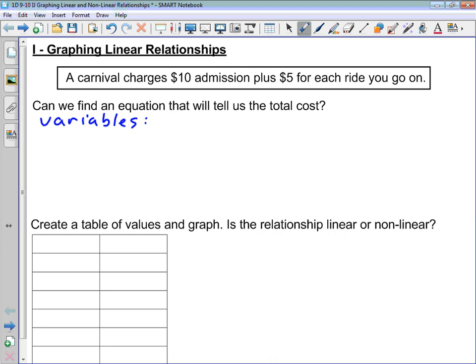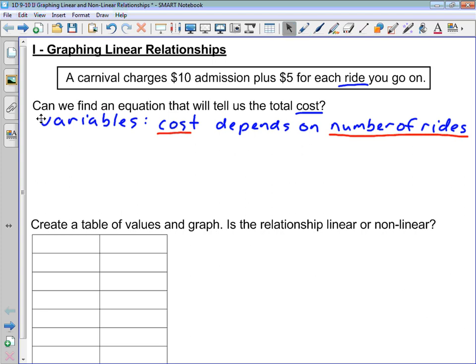Well, we've got the cost, okay? And what does the cost depend on? Well, it's going to depend on the number of rides that you go on, okay? So here we are, we've got cost depends on number of rides. So let's pick some letters to represent our two variables here. I'm going to choose, let's use C for cost. So let C be cost. And then I'll let N be number of rides. Let's spell rides correctly here, R-I-D-E-S.